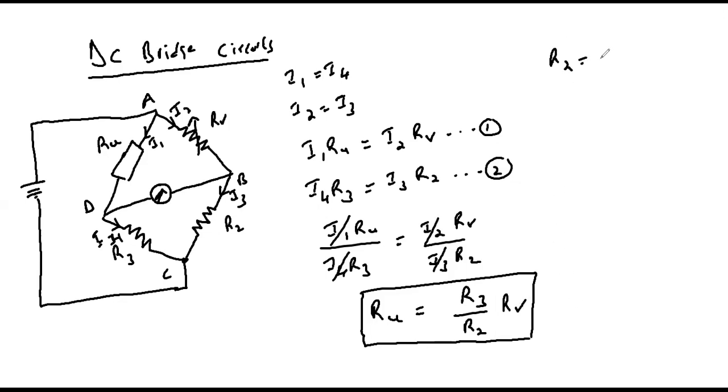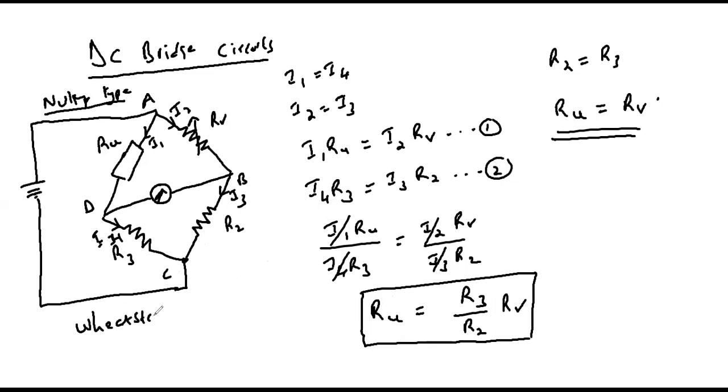If R2 is chosen to be equal to R3, then we notice that the unknown resistor at that point will be equal to the variable resistor. And this is the use of the null type DC bridge circuit as used in measurement systems, also referred to as the Wheatstone bridge circuit.